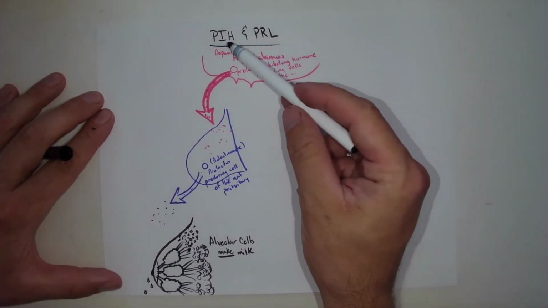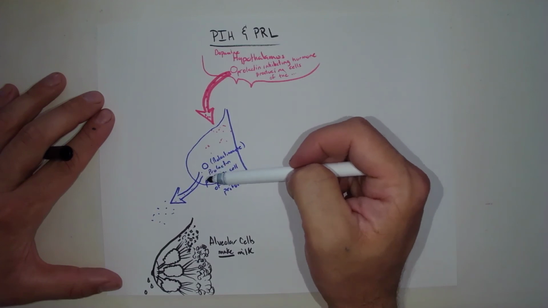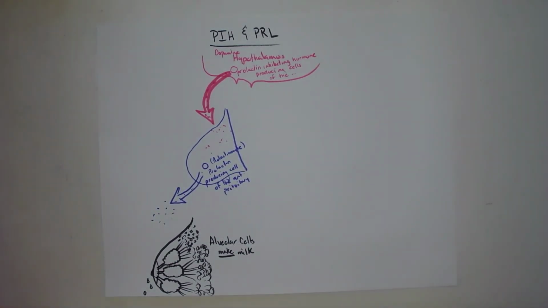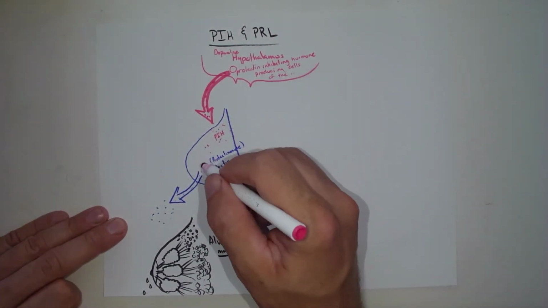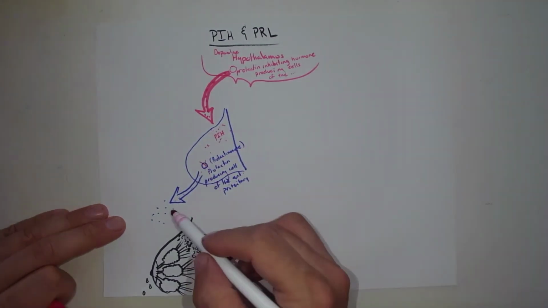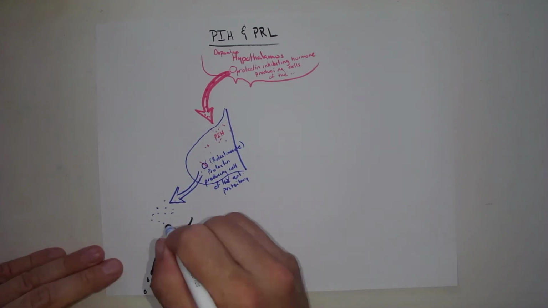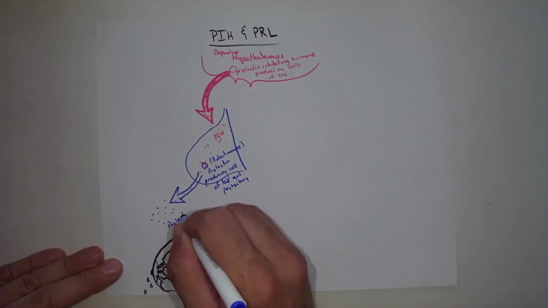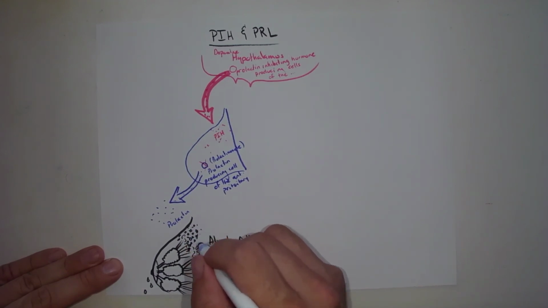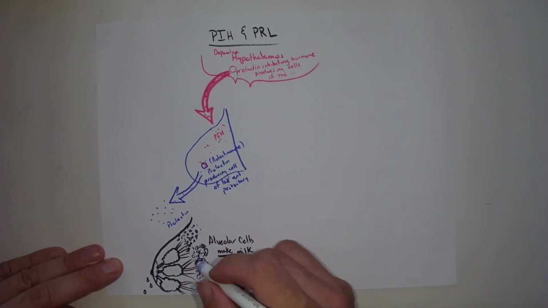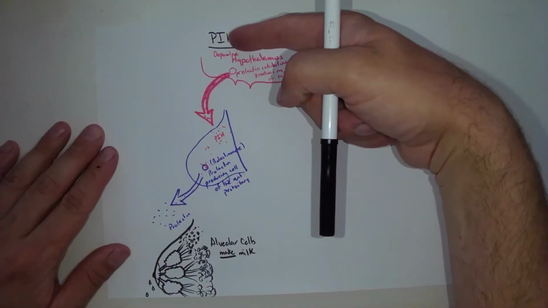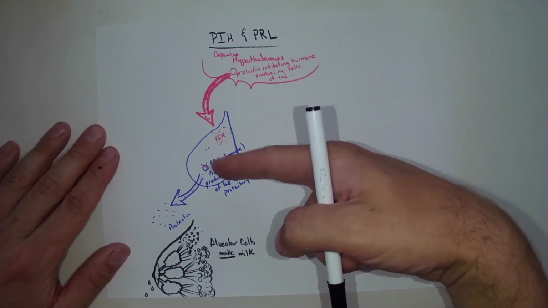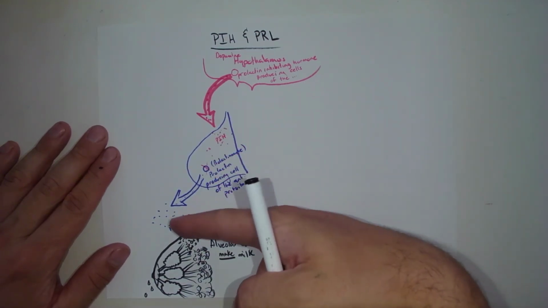Now when PIH levels are high, it's going to inhibit the release of prolactin. So PIH will inhibit the production of prolactin, and that prolactin isn't going to be able to affect this breast tissue to make milk. Now, in a female who's breastfeeding, PIH gets suppressed. And if we suppress the hormone that suppresses the prolactinocyte, then milk is made.